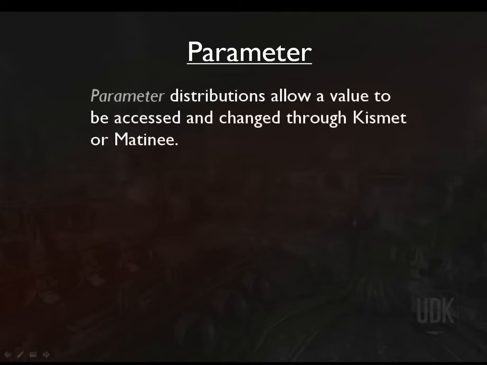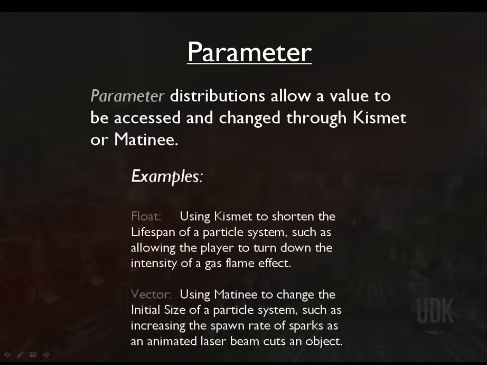Finally, we have parameters, and parameter distributions allow a value to be accessed and changed through Kismet or Matinee. And just a couple of examples, and these examples could really go in any direction that you can imagine. But for a float, we have a quick example of using Kismet to shorten the lifespan of a particle system, such as allowing the player to turn down the intensity of a gas flame. Or with a vector, you could use Matinee to change the initial size of a particle system, such as increasing the spawn rate of sparks as an animated laser beam cuts through an object.